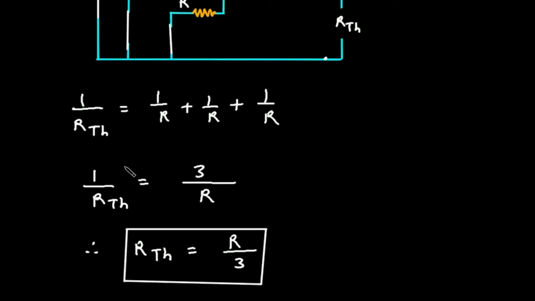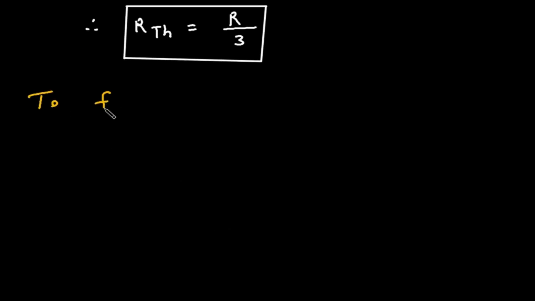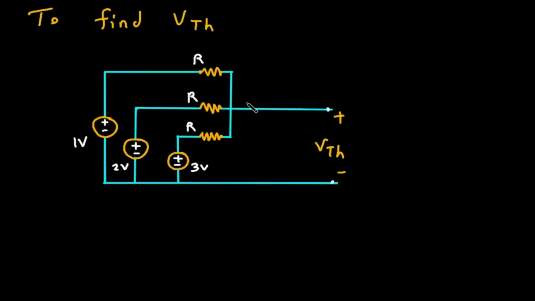Next we have to find VTH. So to find VTH, here this will be our VTH. This will be positive and this will be negative. Let's say this is node with voltage VTH. So let's say this is reference node. Let's say this is current I1, this is current I2, and this is current I3.